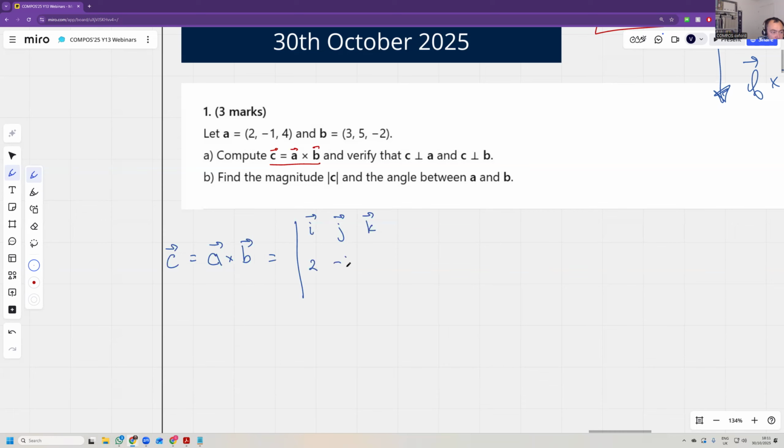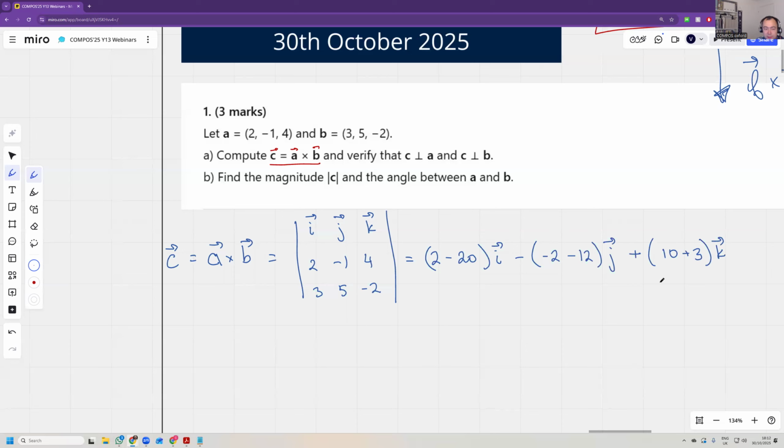Then 2, minus 1, 4; 3, 5, negative 2. That's equal to (2 minus 20) multiplied by i, minus (2 minus 12) multiplied by j, plus (10 plus 3) multiplied by k.